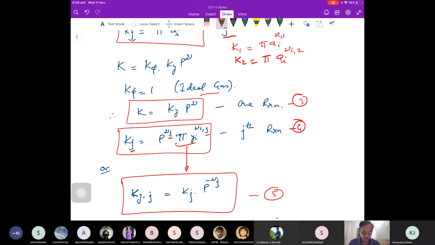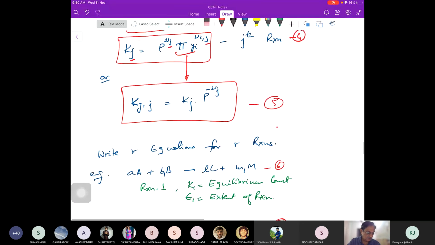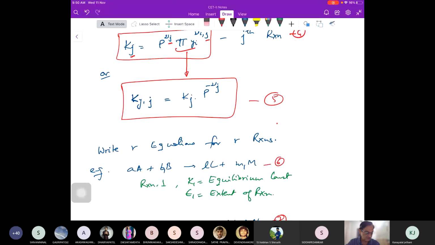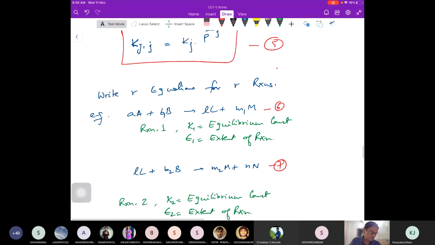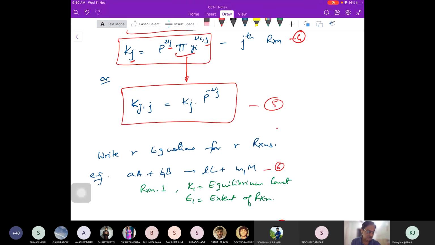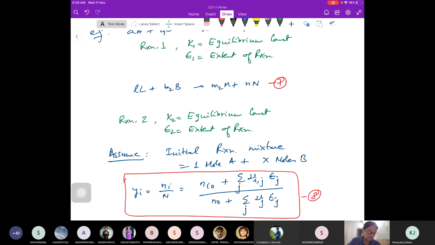Any questions on equation 5? This is the same as the earlier equation, we are just generalizing it for more than one reaction. If there is more than one reaction, there will be more than one K value, which we saw, K1, K2 and so on, and we are saying how it will be for each reaction. So write R equations for R reactions. Like this equation 5: K1, K_y for the first reaction, K_y for the second reaction, third reaction, fourth reaction, like that for R reactions.